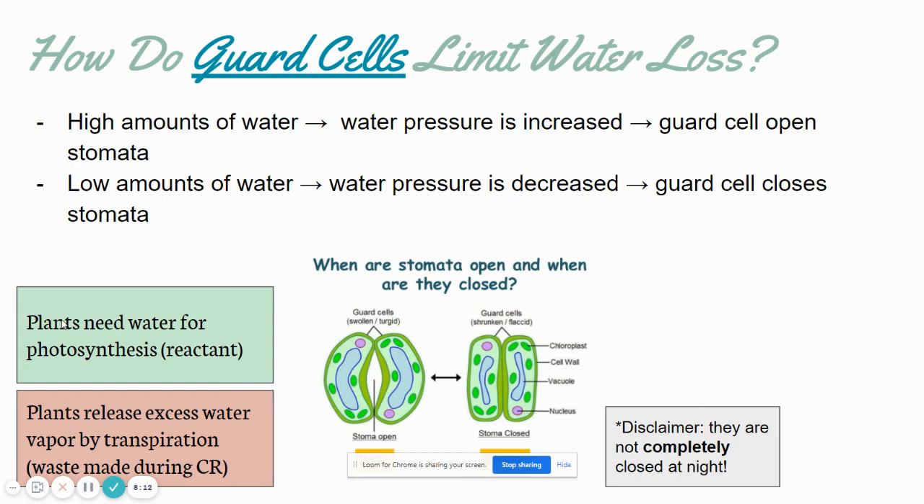Well, it really all depends on water pressure and the process of osmosis. So when the plant has taken in enough water, it has enough water inside of it, the water pressure inside the plant cells, specifically inside of these guard cells, is going to increase. So when there's high amounts of water inside the plant, the water pressure is increased inside the guard cells.